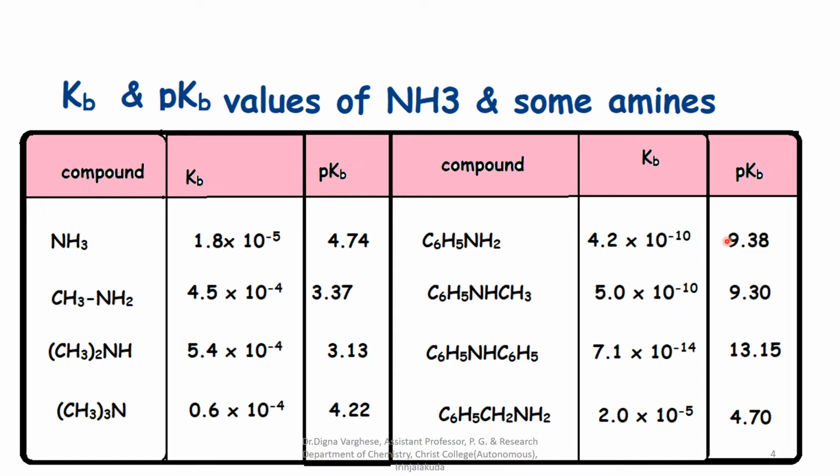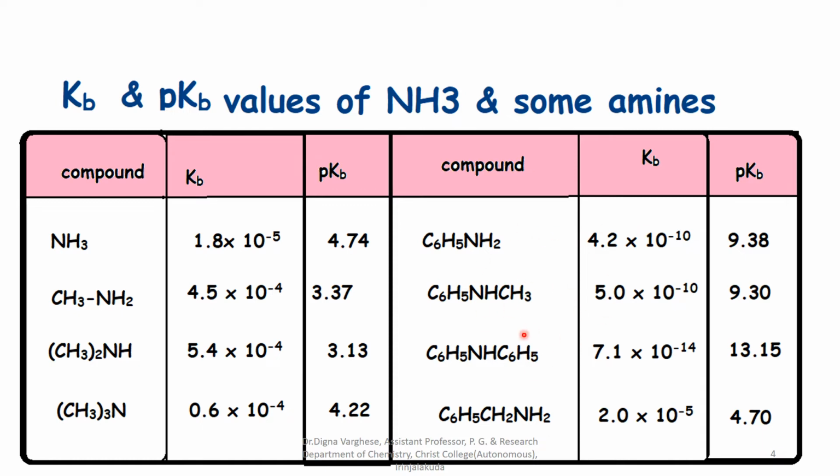But in the case of aromatic amines, they are weaker bases than ammonia. Lower the pKb value, higher is the basicity of the amine. So, when compared to the ammonia molecule, the basicity of the aromatic amines is weaker. That is, the basicity of an aromatic amine is lower when compared to ammonia. So it's a weaker base than ammonia.